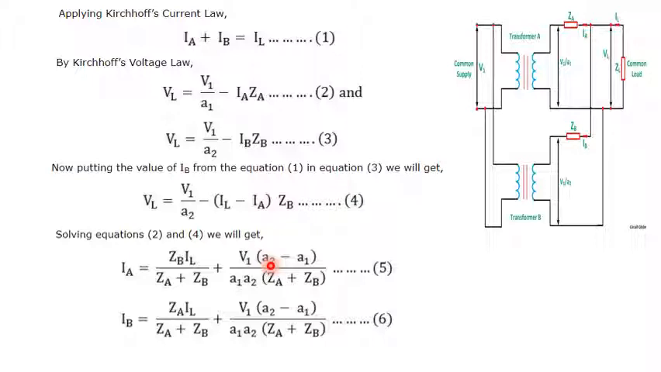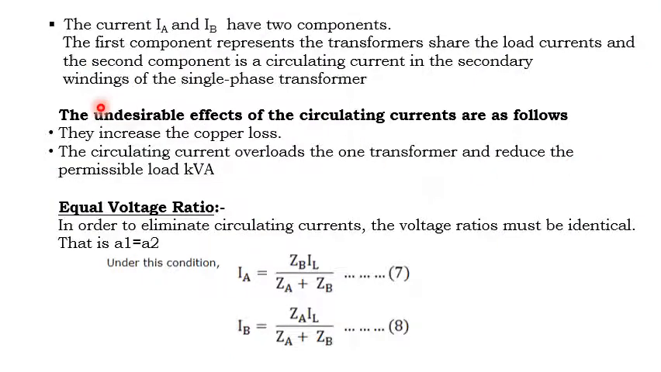Obviously this circulating current has some drawbacks, so we need to avoid it. Why do we need to avoid the circulating current? What are the drawbacks? That we'll see here. The currents IA and IB have two components. The first component represents the transformer's share of the load current, and the second component is the circulating current in the secondary winding of the single phase transformer. This circulating current has drawbacks; it has an undesirable effect.